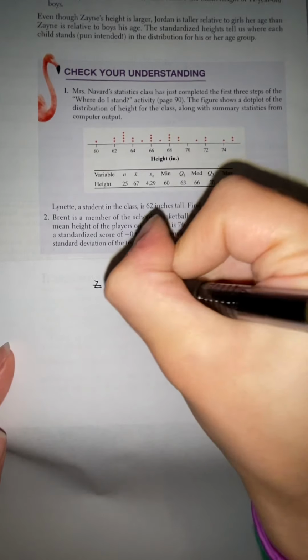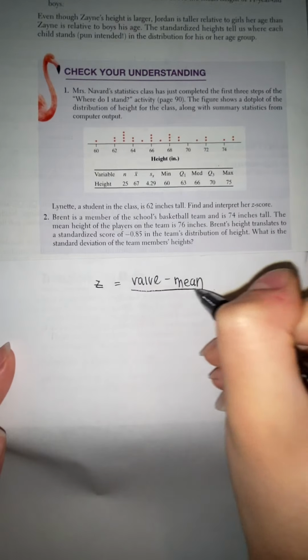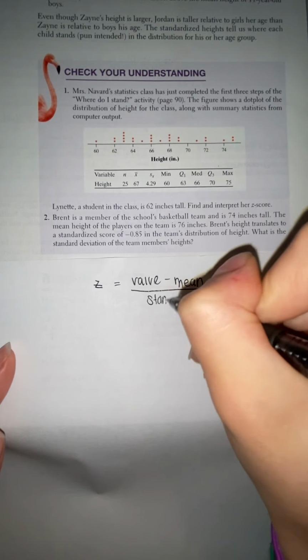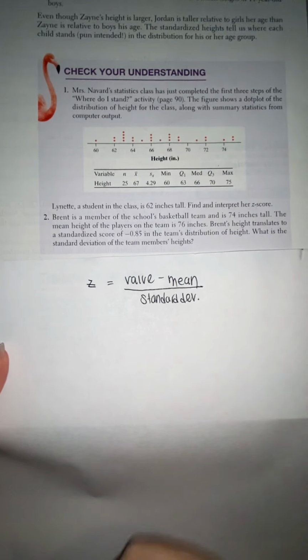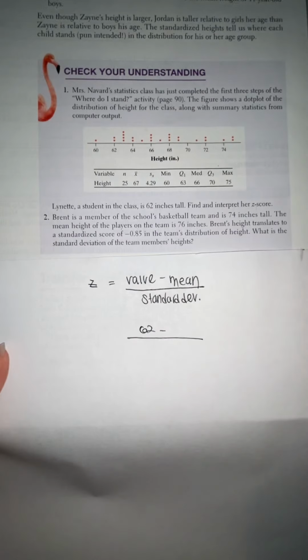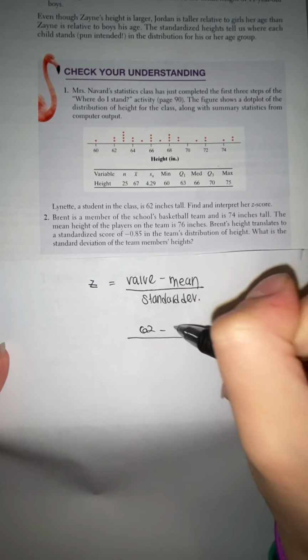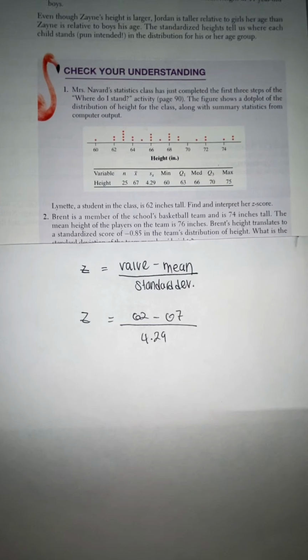If we remember correctly, our equation for a z-score is z equals the value minus the mean, all divided by the standard deviation. I'm abbreviating deviation as dev. We are given the value, 62 inches tall. Our mean, if we take a look at the table, is 67. Our standard deviation is 4.29. We set that equal to the z-score, plug that into our calculator, and solve.